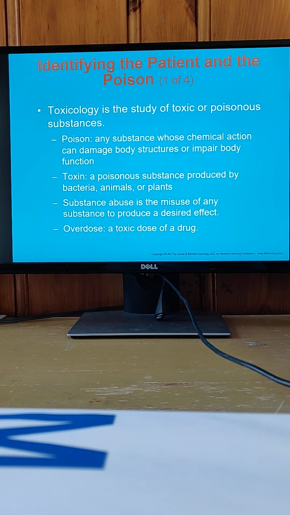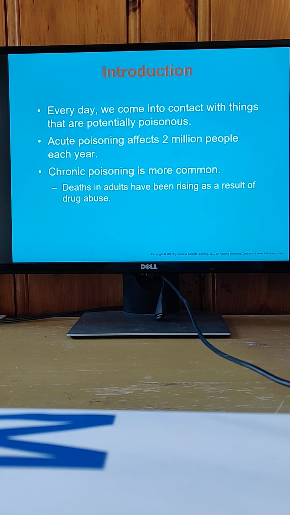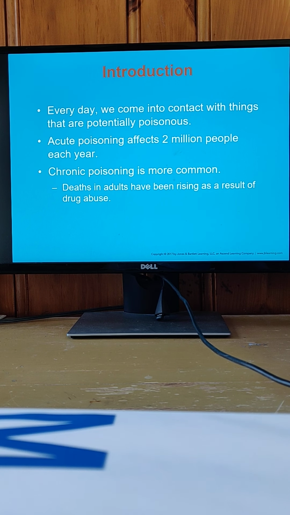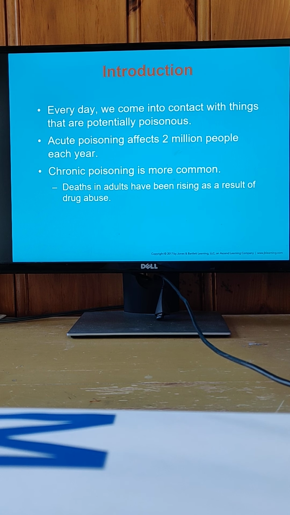Toxicology. Introduction. Every day we come into contact with things that are potentially poisonous to us. We don't know if it is, we don't know if it isn't. Every day we come into contact with products.